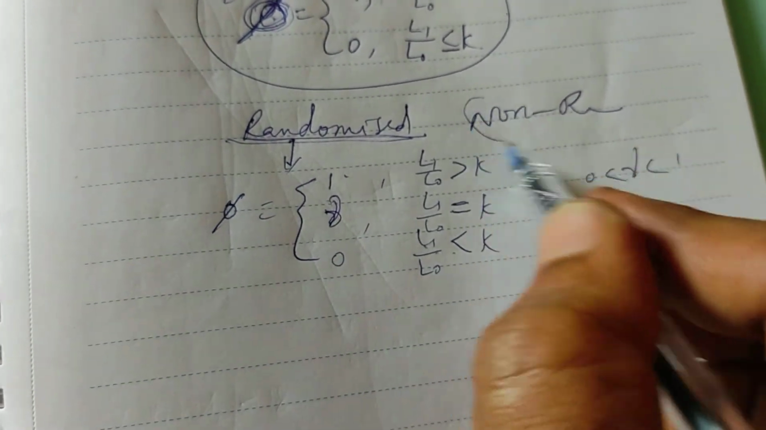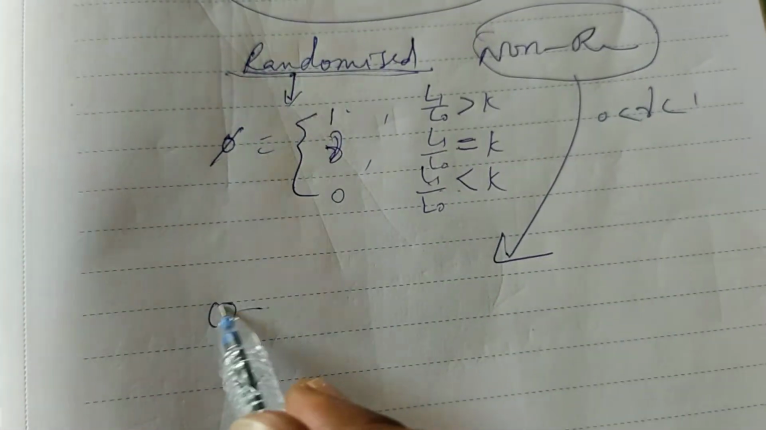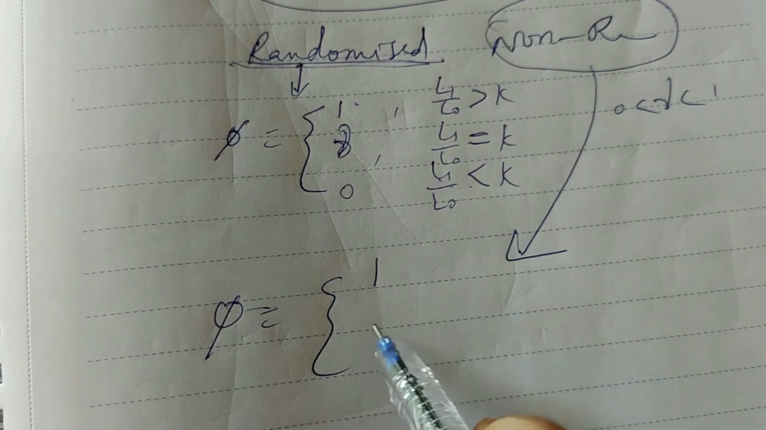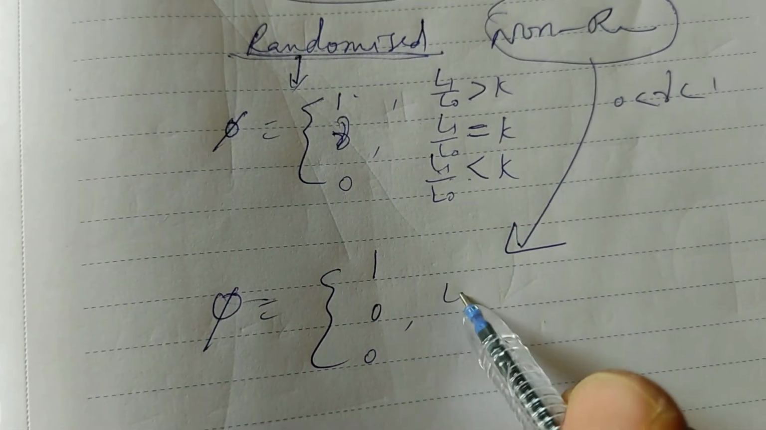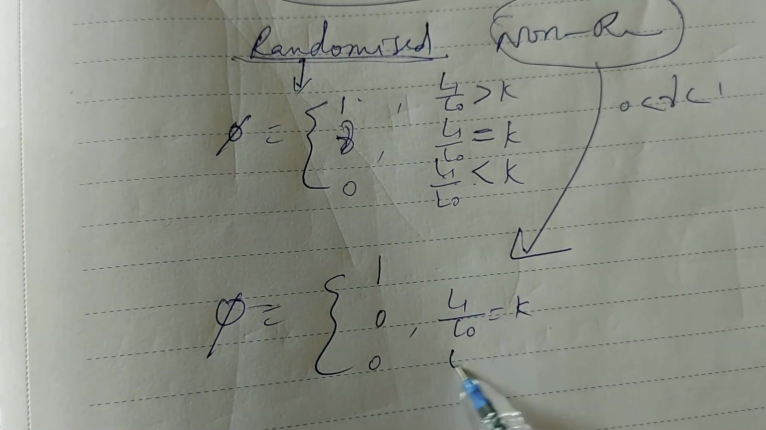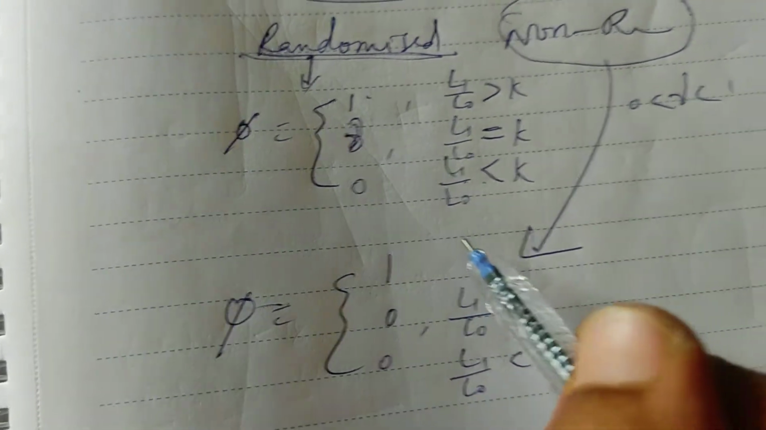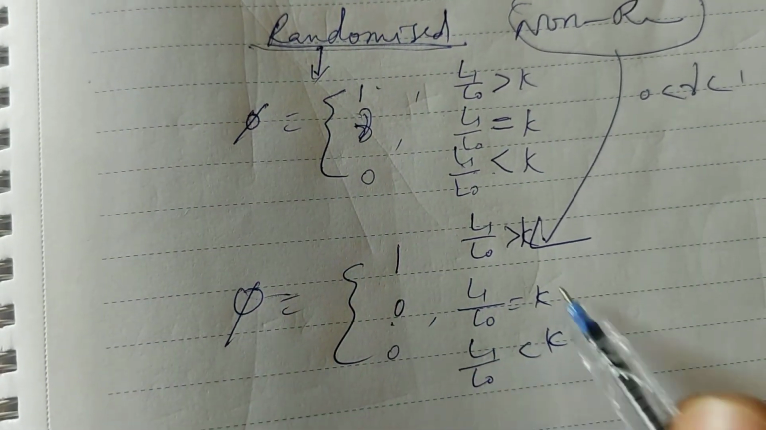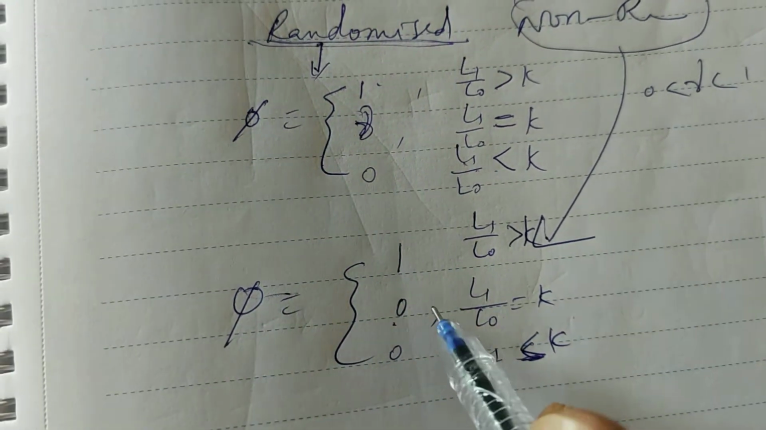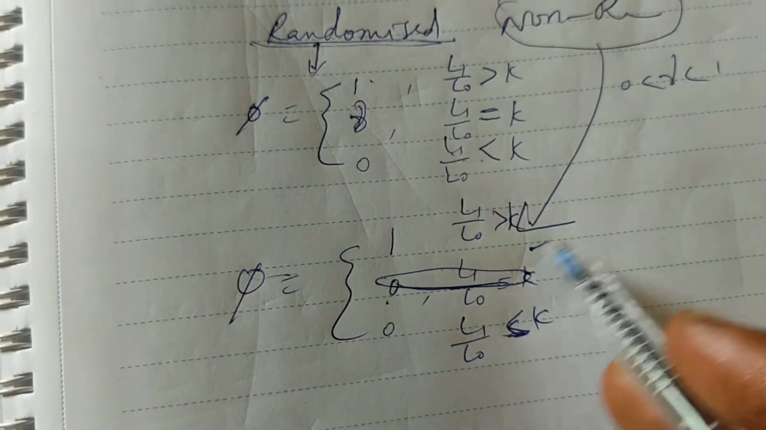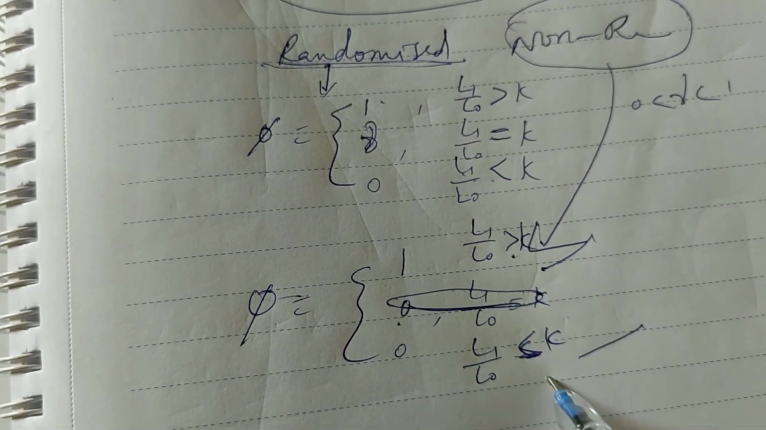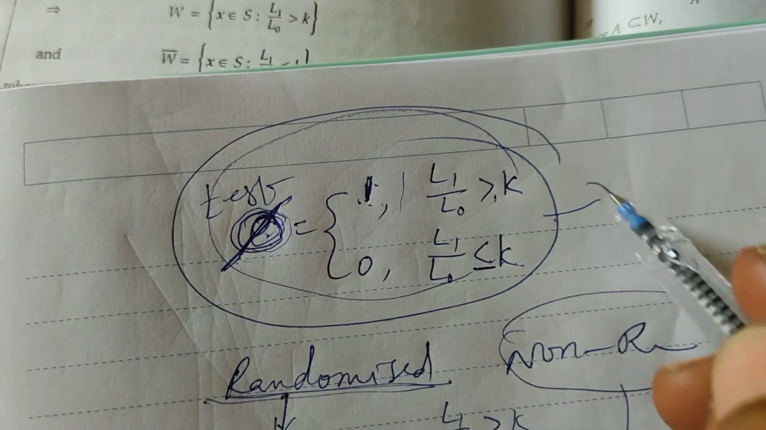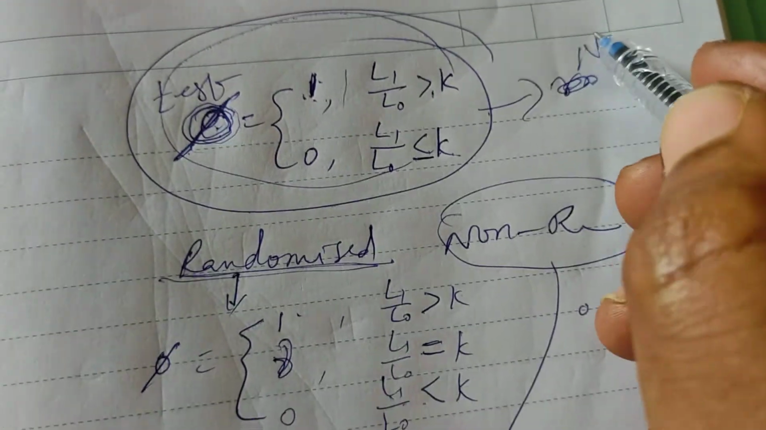And this one is the non-randomized test, where phi is equal to 1, and in this case gamma becomes 0. When L1 by L0 equals K or is less than K, phi is 0. Combined, you can write it as less than or equal. Only two things you will see: the greater than case and the less than or equal to case. Here also the same: the greater than case and the less than or equal to case. This is called non-randomized.